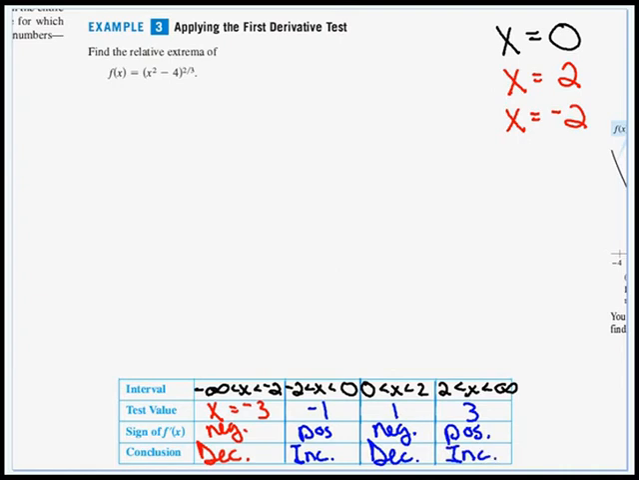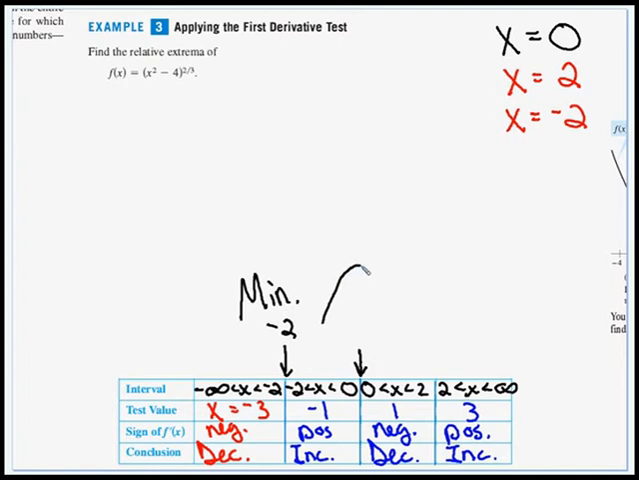So let's apply this first derivative test. Our first critical number was here at negative 2. On the left side, our function was decreasing. We hit negative 2, and then after that, our function is increasing. So we're at the bottom of a valley. That tells us that this is a local min. Our next critical number was 0. On the left side, we were positive.